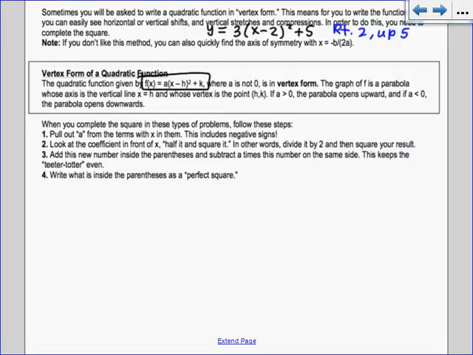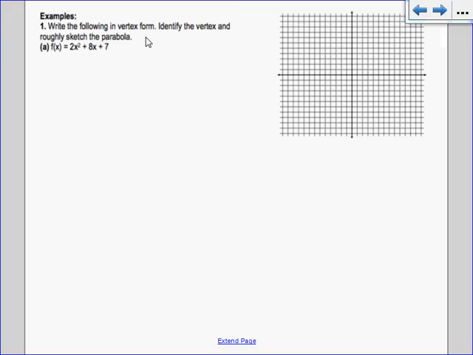So f of x equals a times x minus h squared plus k. And the point h comma k is our vertex. So in order to complete the square, I wrote all the steps. You pull out a from the x squared term and also the x term. You look at the coefficient in front of x, you halve it and square it. In other words, you divide by 2 and square the result. You add this number inside the parentheses and subtract the number on the same side. This keeps the teeter-totter even. And then you write the inside of the perfect square. So kind of confusing. Let's go through this. Hopefully you'll remember.